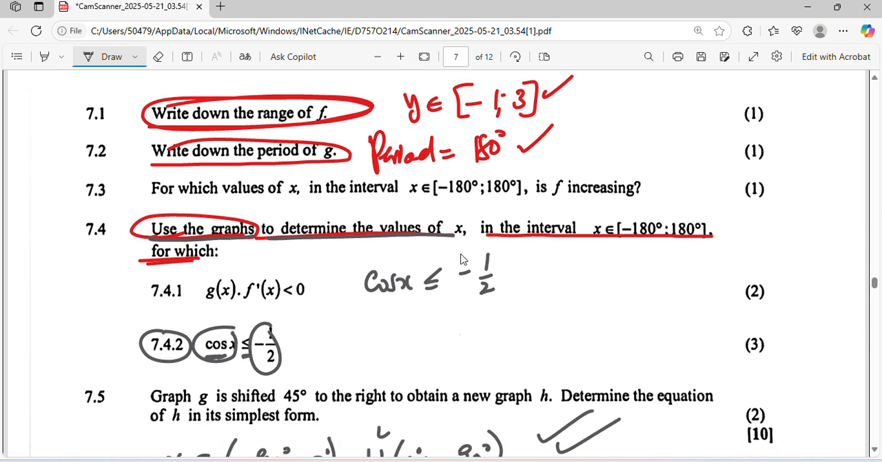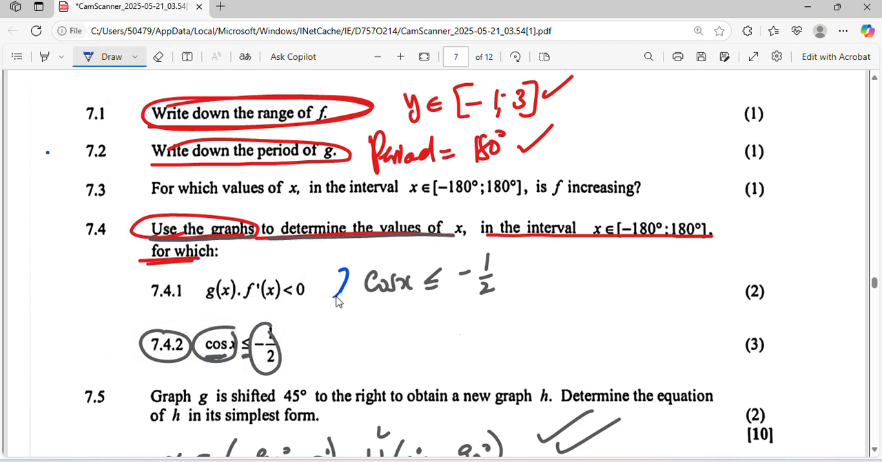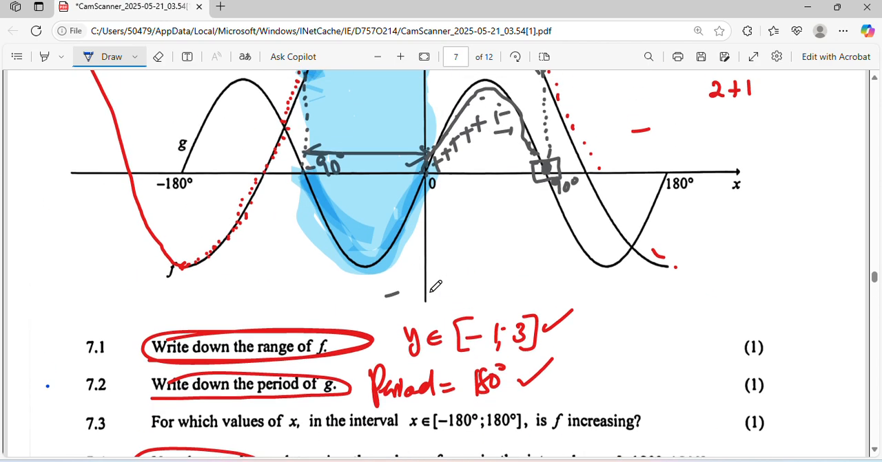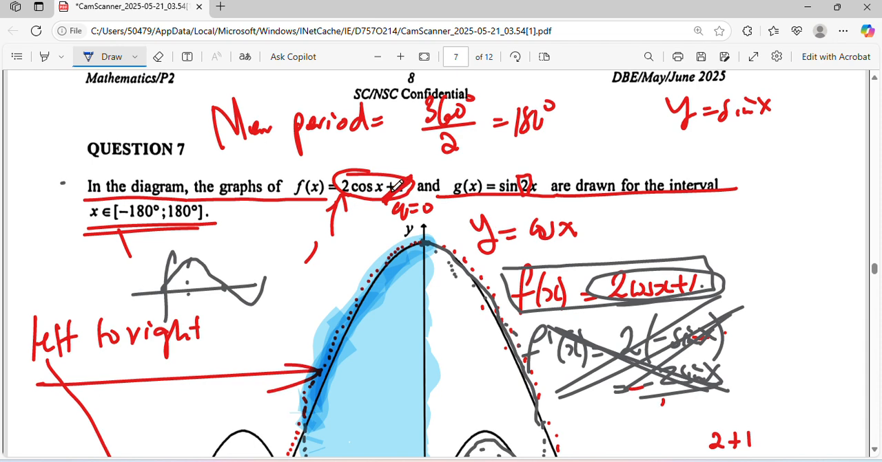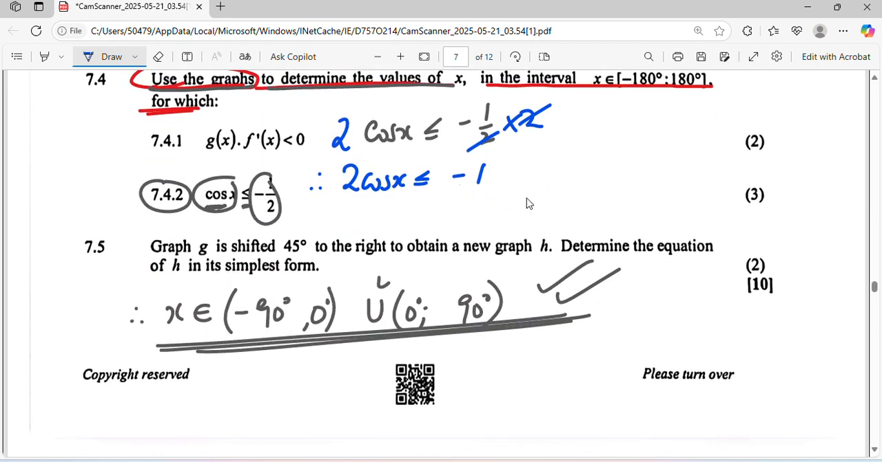So first of all, I'm going to multiply both sides by 2. You can do that in an inequality. It's a positive number, so you don't change the sign of the inequality. That means I get 2 cos x less than or equal to negative 1. But the one that I have here is 2 cos x plus 1, which is the one that I can use to interpret. So I can add 1 on both sides.